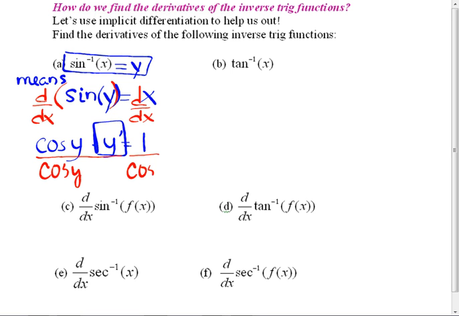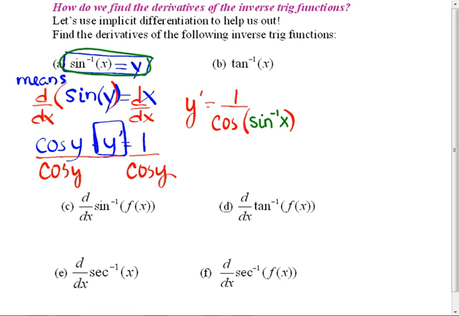Okay, but I don't want a y in my answer now. That's the problem. What's the derivative of x with respect to x? What's the slope of just x? It's 1. Okay? So y prime is equal to 1 over the cosine of y. But what is y? We know what y is. That's the inverse sine of x, right?